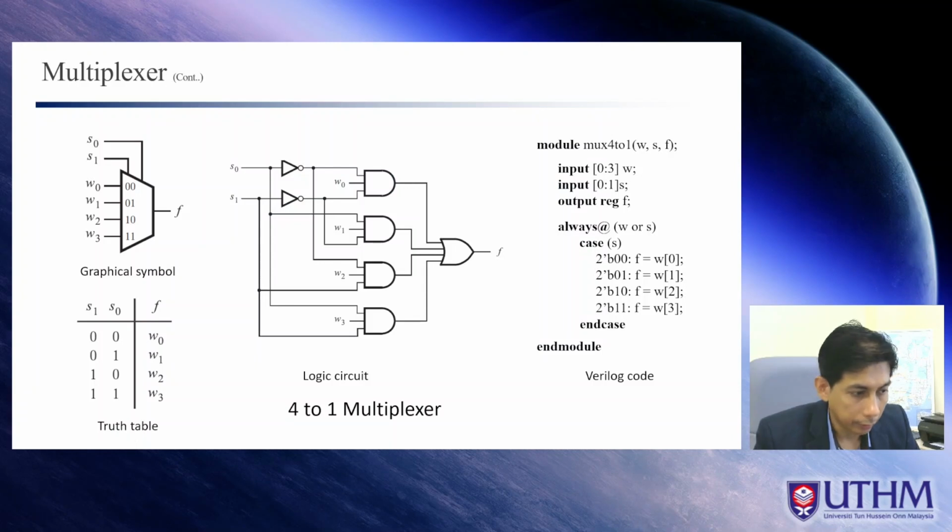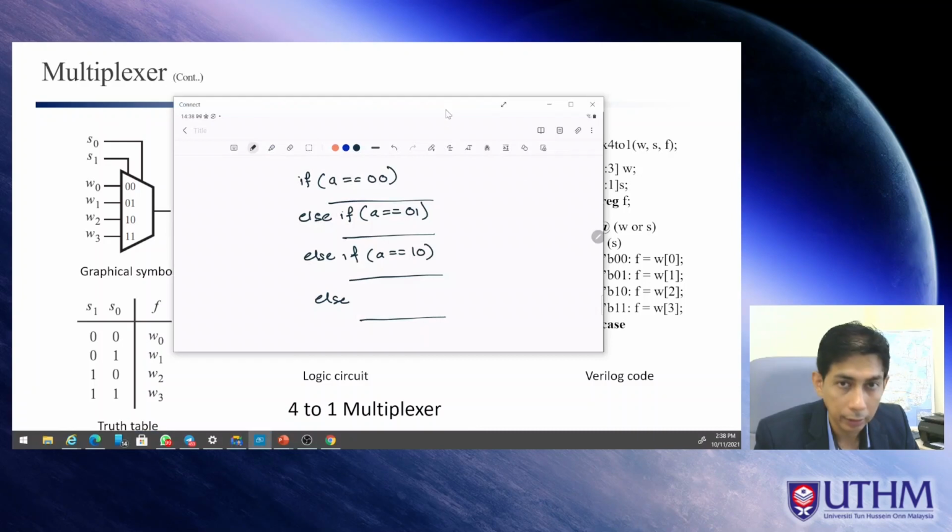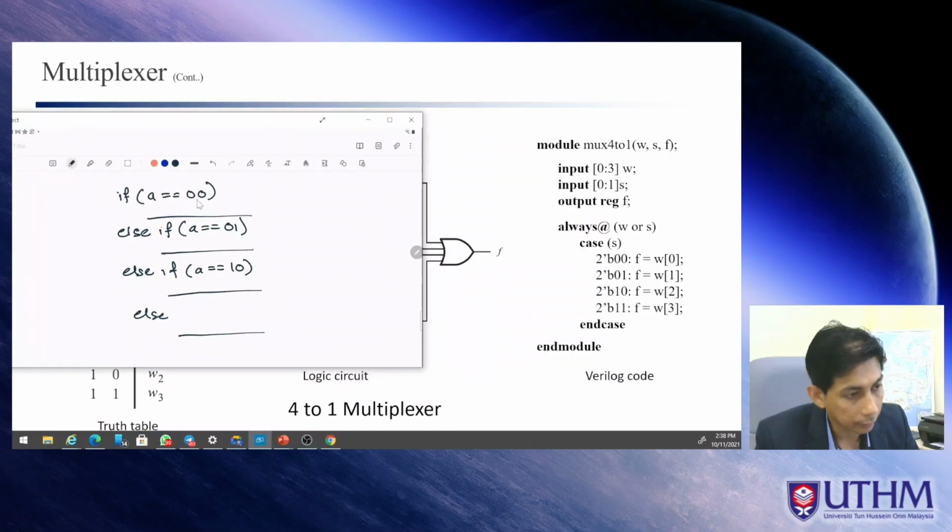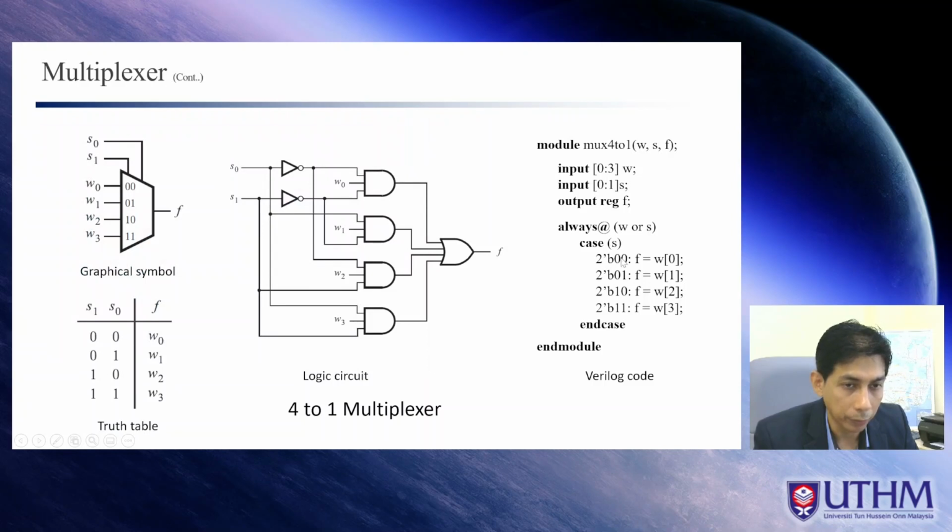So if we have many conditions like this, where we want to test many conditions, for example A has 4 conditions: 0, 0, 0, 1, 1, 0, and 1, 1, we can use if-else, if again, until we have all the conditions. But the best way to test A is to use the case statement. So this is the example of using the case statement.